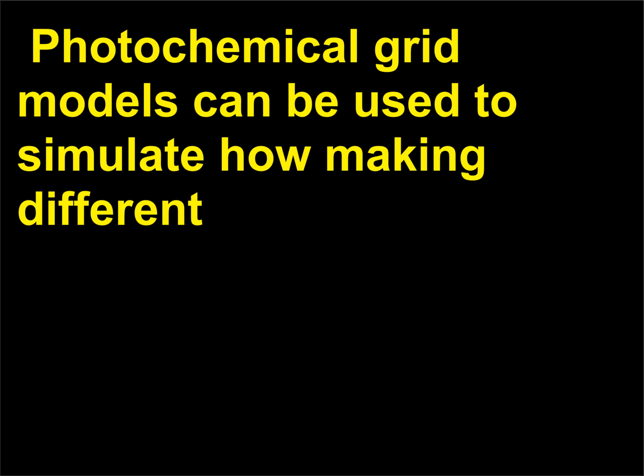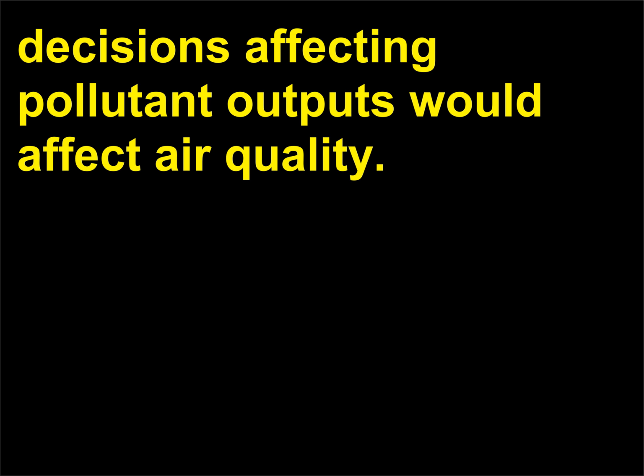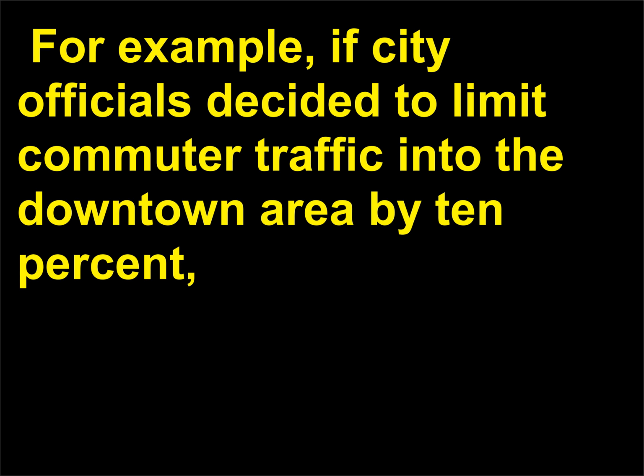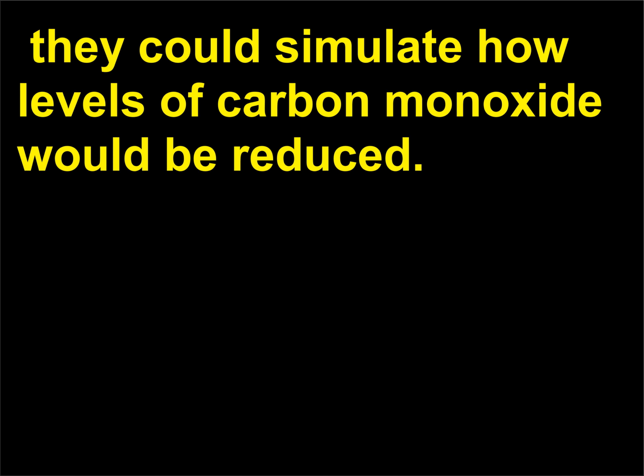Photochemical grid models can be used to simulate how making different decisions affecting pollutant outputs would affect air quality. For example, if city officials decided to limit commuter traffic into the downtown area by 10%, they could simulate how levels of carbon monoxide would be reduced.